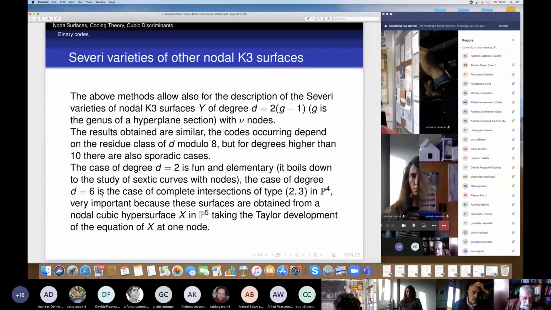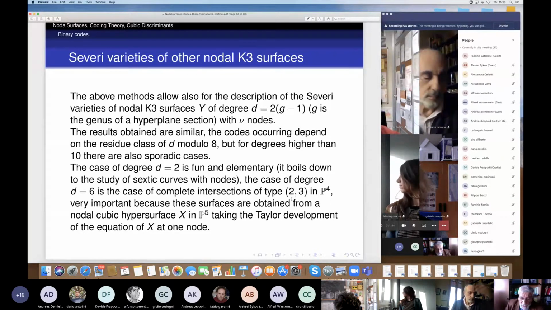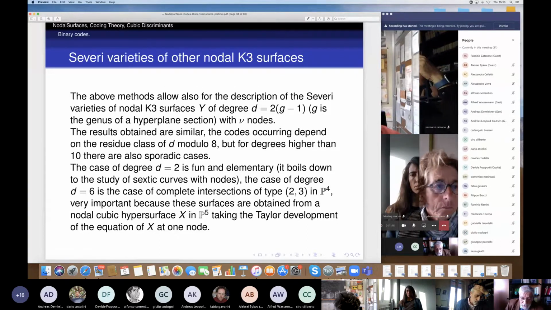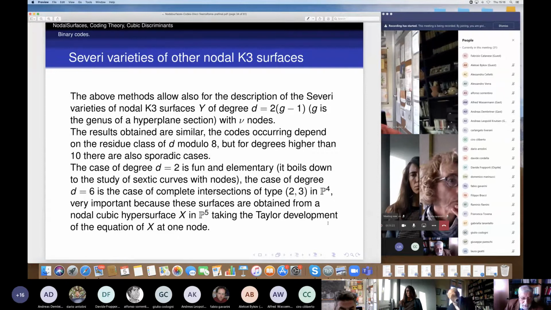And the case of degree 6 is the case of complete intersection of type 2-3 in P4, very important because these surfaces are obtained from a nodal cubic hypersurface, taking the Taylor development of the equation at some node.